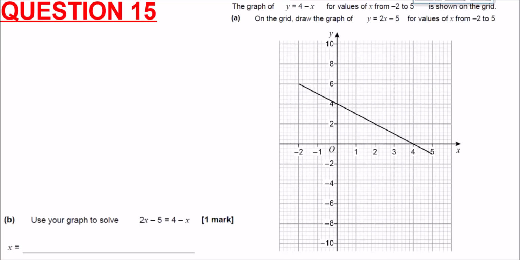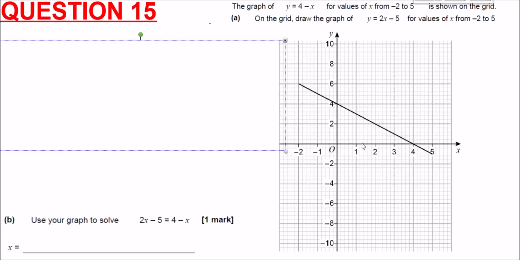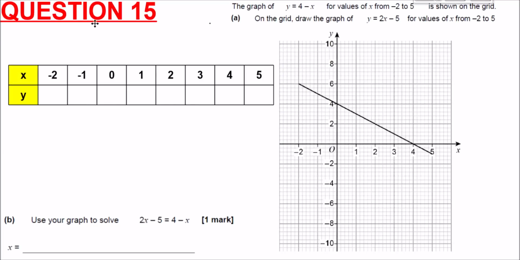Question 15, we've got a graph of y equals 4 minus x shown for us for values of x from -2 to 5. And it's shown on the grid. And we're asked to, on the grid, draw the graph of y equals 2x minus 5 for the values of x from -2 to 5. So one way you might want to tackle this question is by doing a table of values, which I've got ready here just to show you. Now with a calculator, this isn't a very hard process, because all it is is substituting in different values for x into this formula we need.